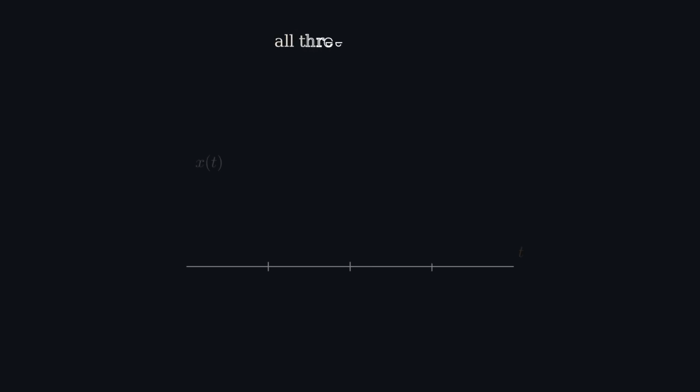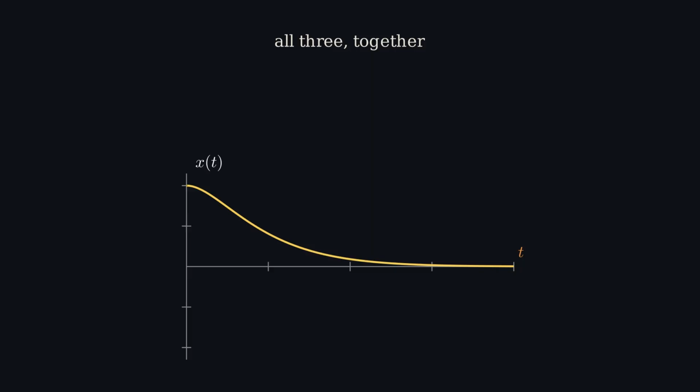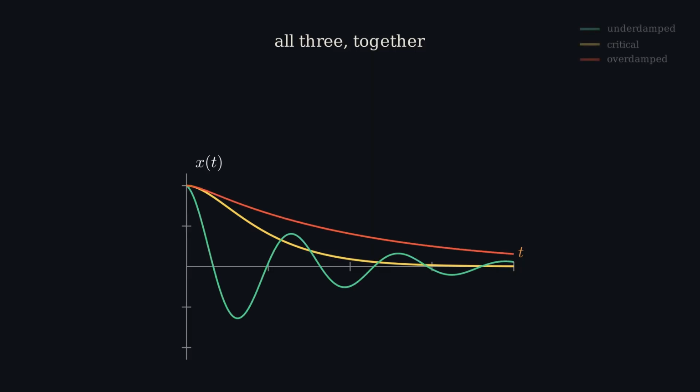And right on the knife's edge between them. Case 3. Critical damping. Exactly enough friction that the system snaps back to rest as fast as it possibly can without a single overshoot. And that, right there, is the sweet spot your shock absorber is tuned for.